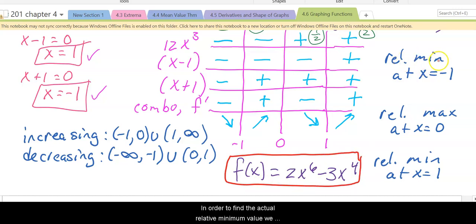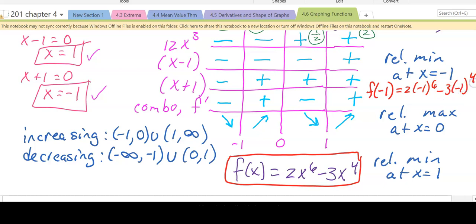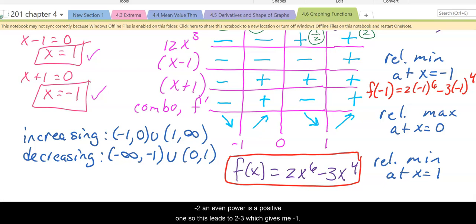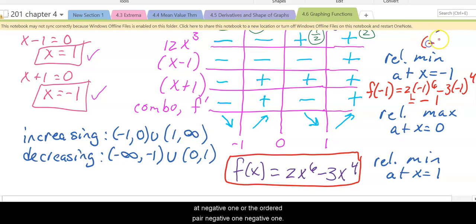In order to find the actual relative minimum value, we need to compute the function, not the derivative, but the actual function at the critical point -1. When I plug that in, I get 2 times -1 to the 6th minus 3 times -1 to the 4th. A negative to an even power is a +1, so this leads to 2 minus 3, which gives me -1. That means my relative minimum value is -1 located at -1, or the ordered pair -1, -1.